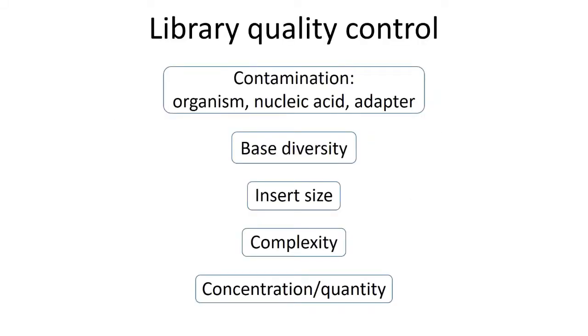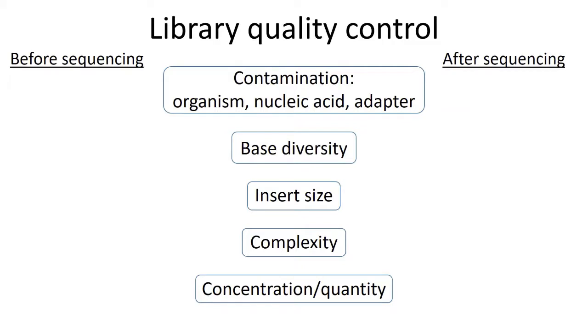So I've already talked a little bit about library quality control in terms of what issues you might run into. Now I'm going to talk more about how you can assess these issues before sequencing and what software you can use after sequencing. So the first issue that you might run into is contamination, whether it's organismal contamination, nucleic acids such as ribosomal RNA contamination, or adapter dimer contamination.